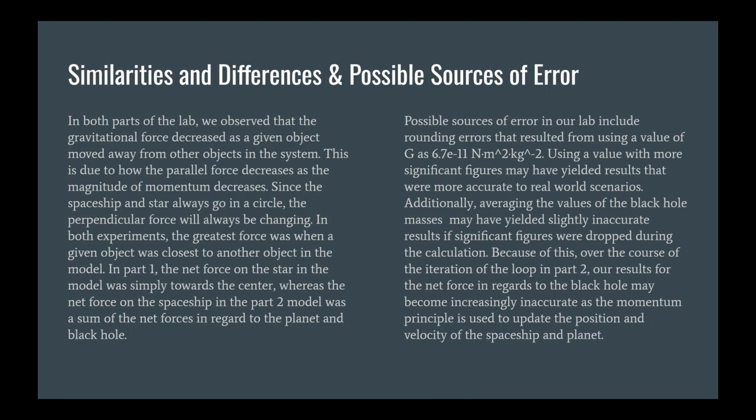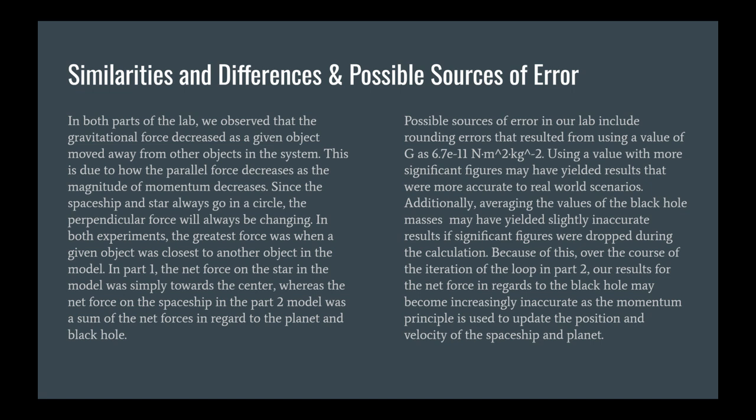So in both parts of the lab, we observed that the gravitational force decreased as a given object moved away from all the other objects in the system. This is due to how the parallel force decreases as the magnitude of momentum decreases. Since the spaceship and stars always go in a circle, the perpendicular force will always be changing. In both experiments, the greatest force was when a given object was closest to another object in the model.